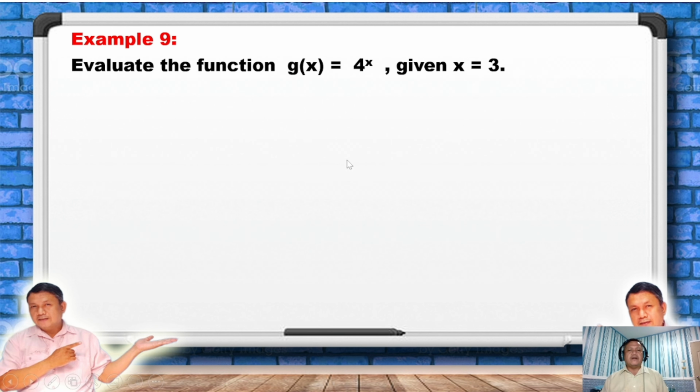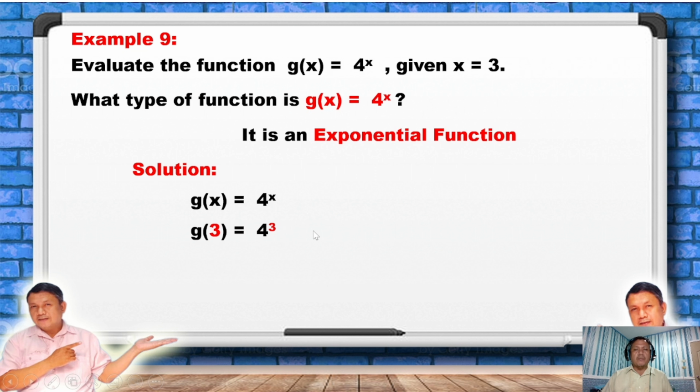Let us solve this one. It is very easy. g of x is equal to 4 raised to the x. What do we substitute for x? In our example, we replace it with 3. Therefore, g of 3 is equal to 4 raised to the third power. Again, it is not 4 times 3. It means we multiply 4 three times. So 4 times 4 is 16, and 16 times 4, the result will become 64. And this is our final answer. Remember, we have an exponential function when the variable x is in the exponent.